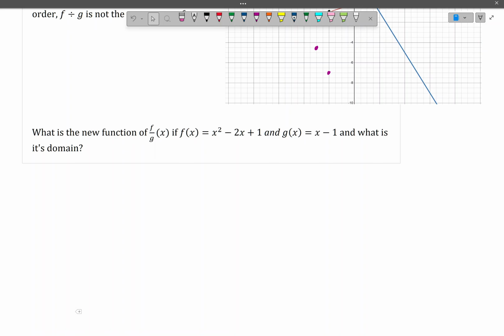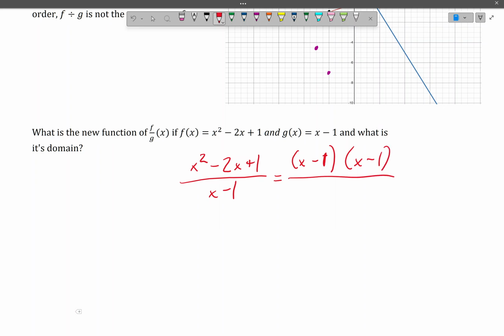What is the new function of f over g of x, if f of x equals x squared minus 2x plus 1, and g of x is x minus 1? What is its domain? Well, if we're dividing these two, we can just write that down and look at what actually happens here. When you divide those two, you can hopefully see that the top one is like this, and the bottom one is like this. And so you can see that these cancel.